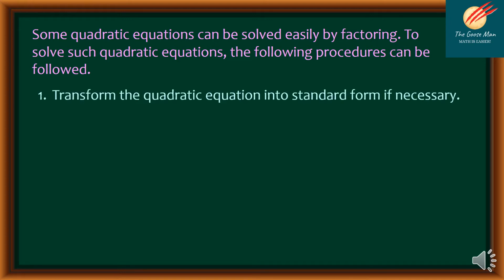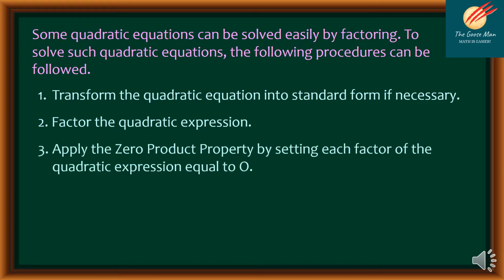So number one is transform the quadratic equation into standard form if necessary. Number two, factor the quadratic expression. Number three, apply the zero product property by setting each factor of the quadratic expression equal to zero.